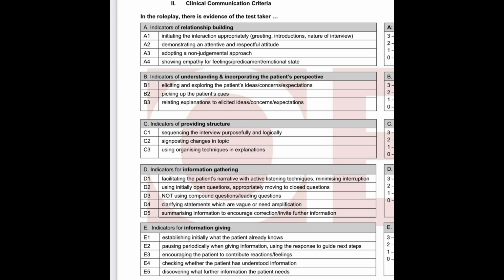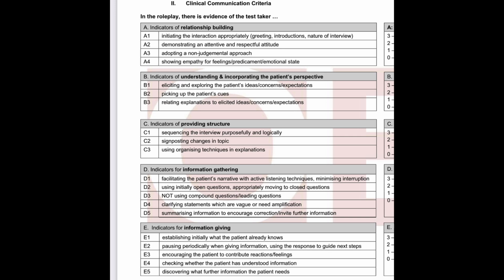Clarifying statements which are vague or need amplification: you have to seek clarification from the patient if they say something which is vague, and you have to summarize the information to encourage correction or invite further information. So once you've received all the information from the patient, you should summarize it to encourage the patient to tell you more about what they should be telling you, or if you have said something incorrectly, they should feel comfortable in correcting you. Next, the final thing is information giving.